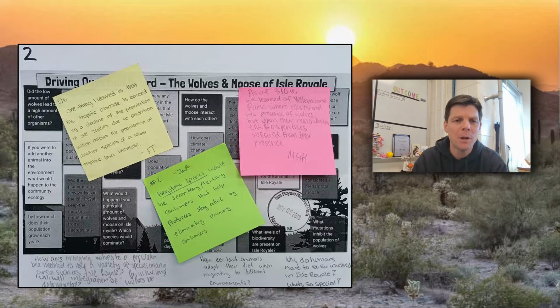This is an example of some reflection work that I have students do with their driving question boards. This is actually from a later unit. This is from Unit 8, Ecology, where students are learning about the wolves and moose of Isle Royale in Michigan. We'll talk more about this one a little bit later on in the presentation, so we'll come back to it.